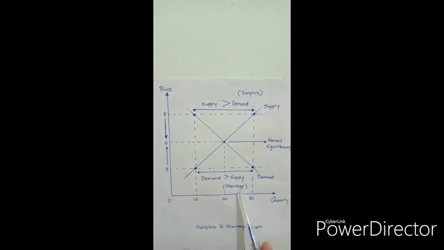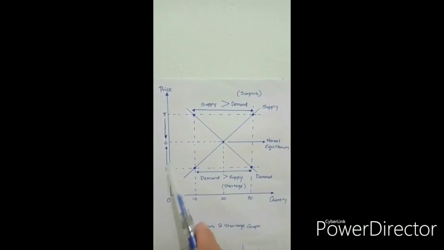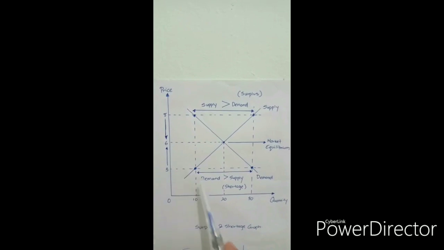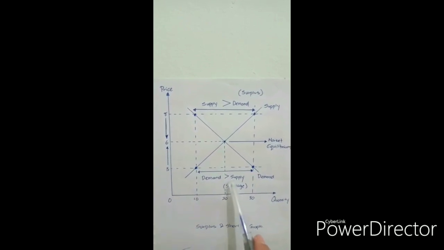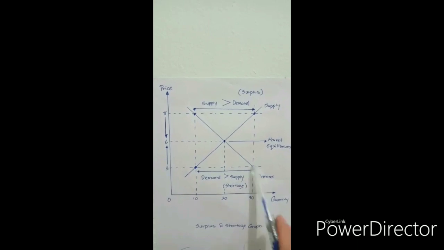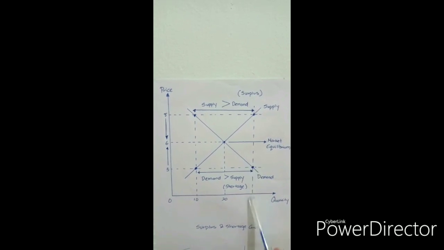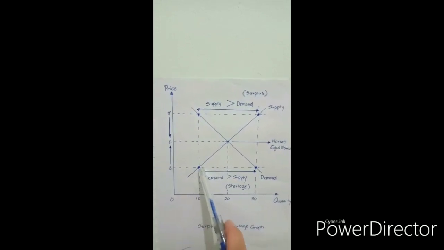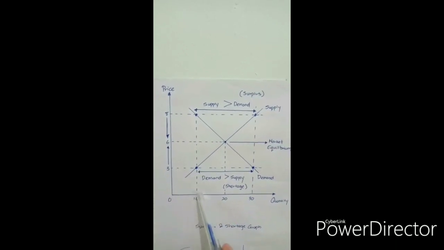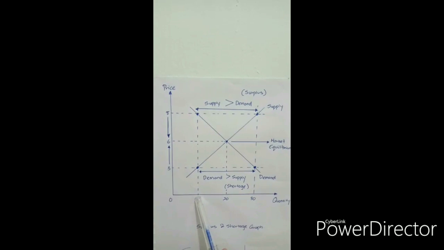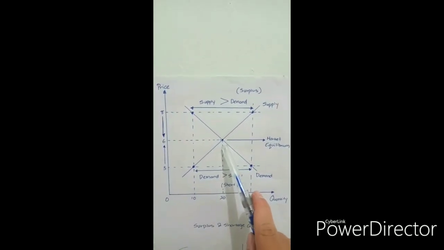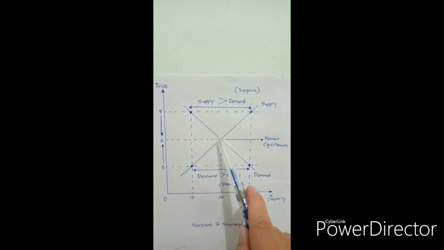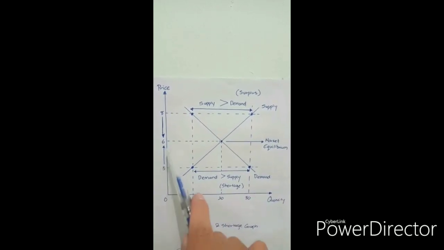While shortage happens when at a given price, the quantity of demand is higher than the quantity of supply. We can see at this point, the quantity of demand is higher at 30, while the quantity of supply at this point is just 10. So in order to reach the equilibrium point, the price should rise from 3 ringgit to 6 ringgit.